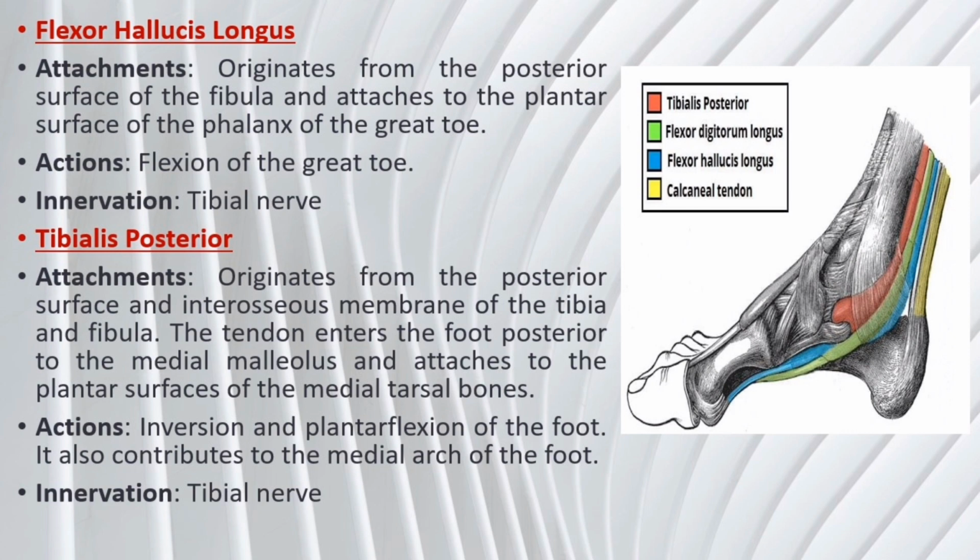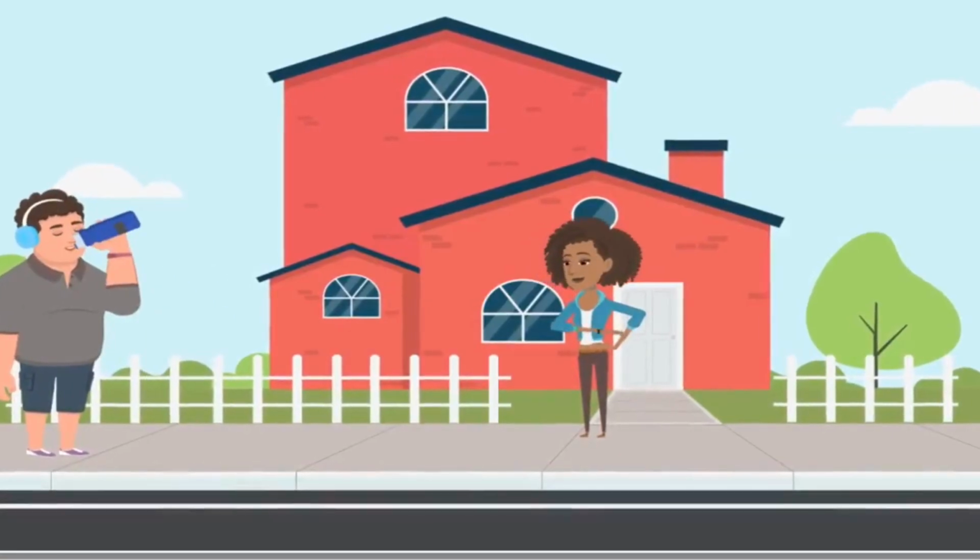Tibialis posterior. The tibialis posterior is the deepest out of the four muscles. It lies between the flexor digitorum longus and the flexor hallucis longus. Attachments. Originates from the posterior surface and interosseous membrane of the tibia and fibula. The tendon enters the foot posterior to the medial malleolus and attaches to the plantar surfaces of the medial tarsal bones. Actions. Inversion and plantar flexion of the foot. It also contributes to the medial arch of the foot. Innervation: tibial nerve. Now let's have a quiz.